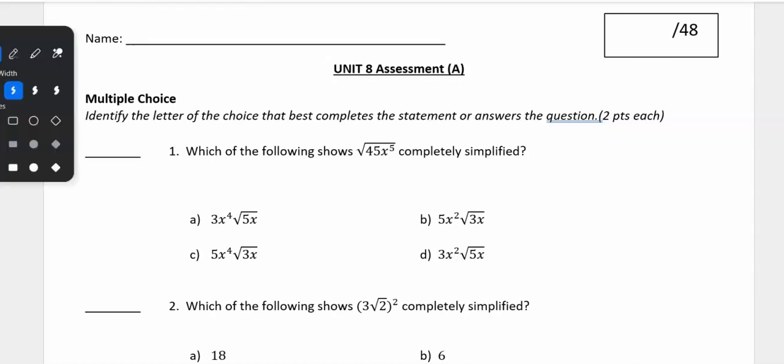Hey guys, I am going to go through all your questions on your Unit 8 Radicals test.